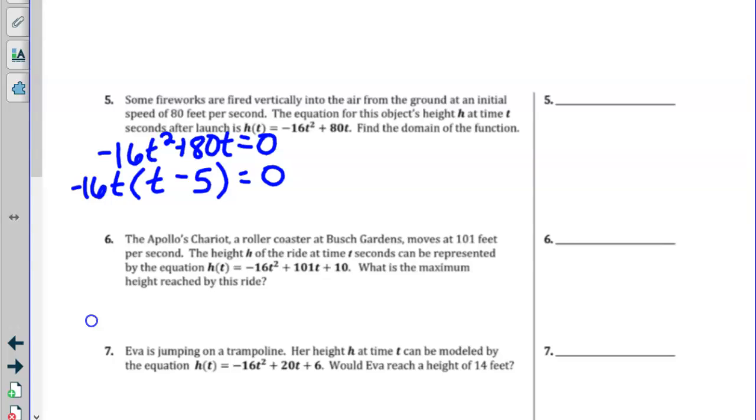Alright, so from this one, what would t equal? From the negative 16t equals 0, what does t equal? 0, good. And then from the t minus 5? 5, good. So t is our maximum. What would our minimum be? Dealing with time. 0, very good. So it's going to be 0 is less than or equal to, I'll put t, but you could put x, and then 5 is the max. Because it's not going to go below the ground in theory.